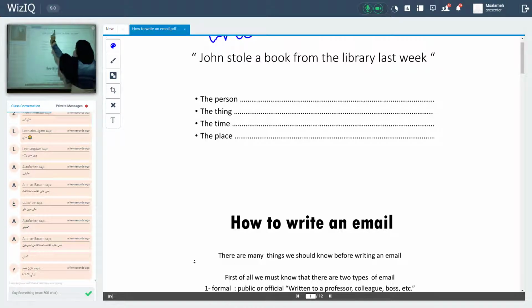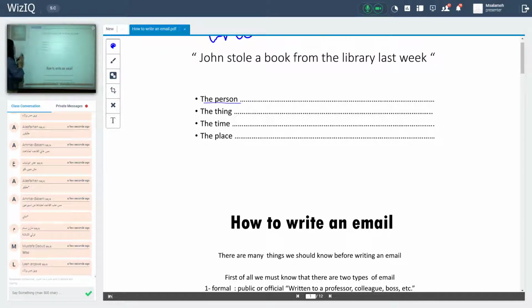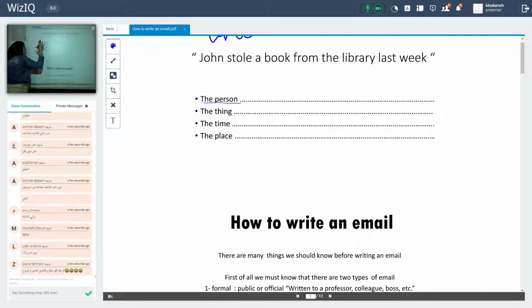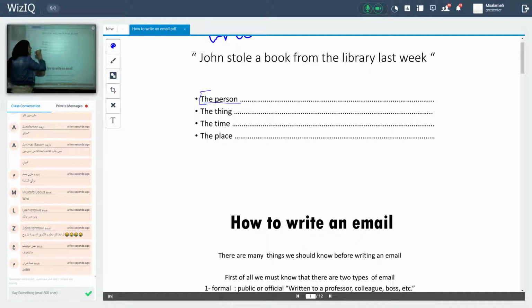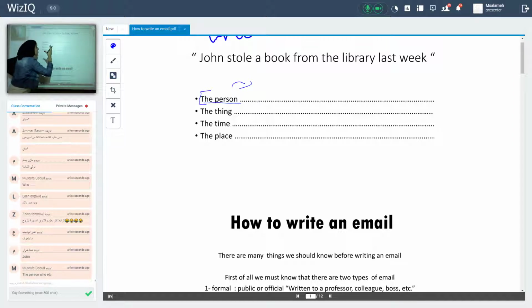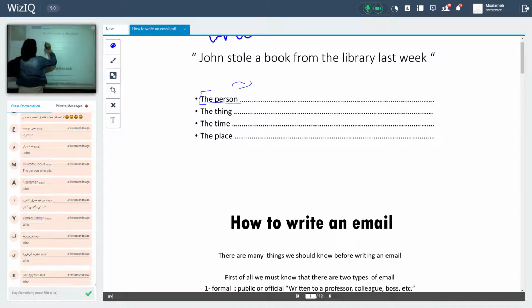Okay, John stole a book from the library last week. The person, remember the way we answer. If the teacher writes this expression at the first, I will follow it with the relative pronoun for the person. Which relative pronoun should I use? Okay, the person who. Excellent, Mustafa said who.